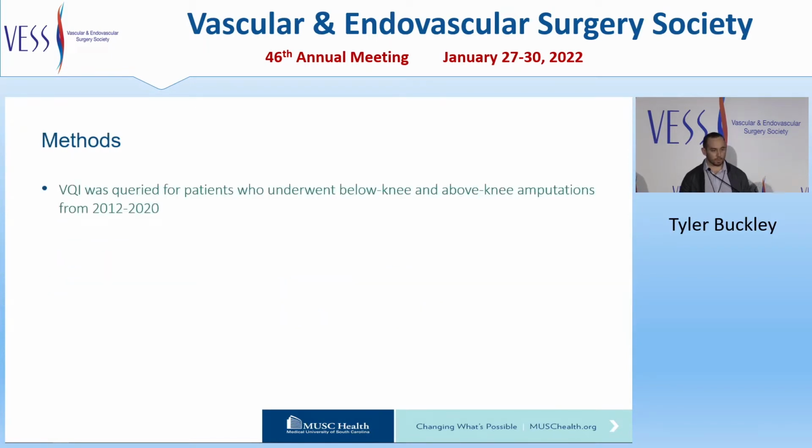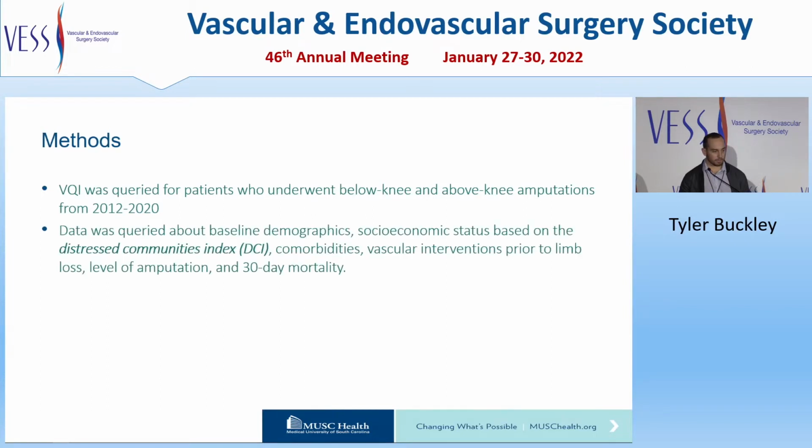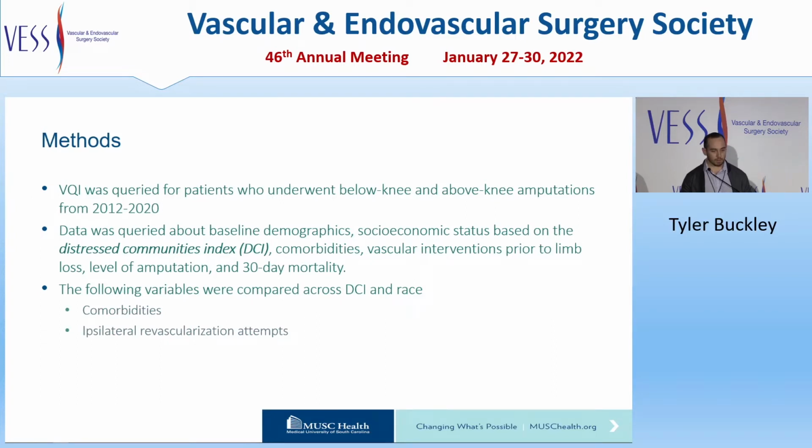The VQI was queried for patients who underwent below-knee and above-knee amputations from 2012 to 2020 for the indications of rest pain and tissue loss. Data was queried about baseline demographics, socioeconomic status based on the DCI, comorbidities, vascular interventions prior to limb loss, level of amputation, and 30-day mortality. The following variables were compared across DCI and race: comorbidities, ipsilateral revascularization attempts, level of amputation, and 30-day mortality.